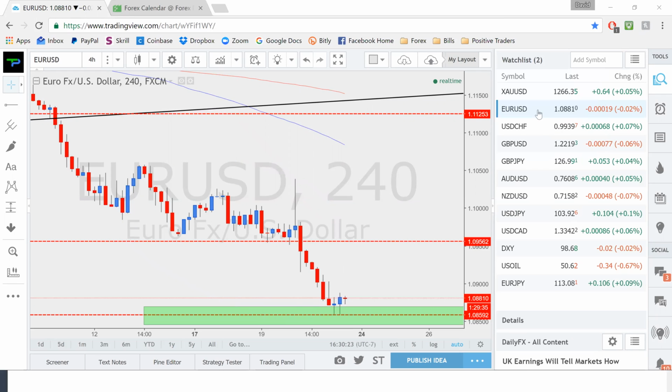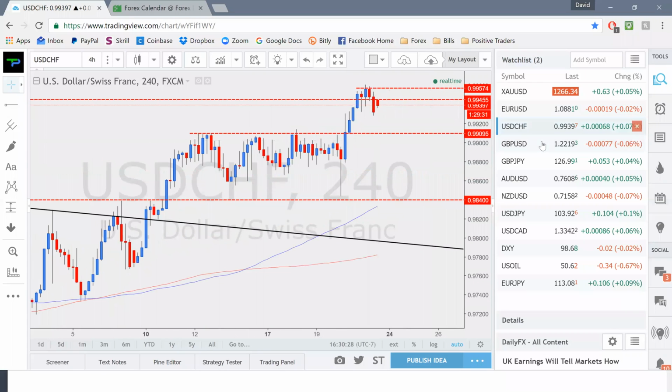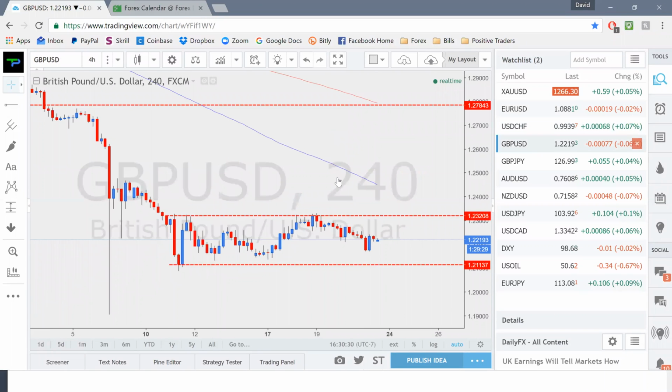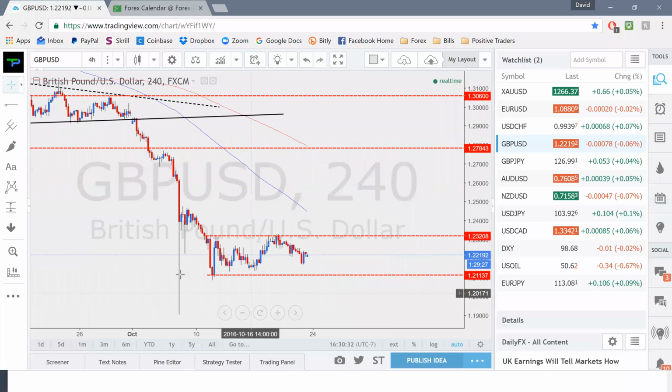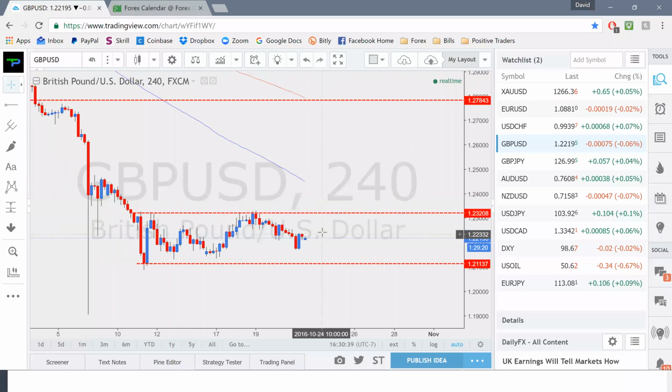So USD/CHF, we just went over that. Pound dollar. Geez, guys, this has really been a nightmare. Not a nightmare for us, we haven't been taking any trades on this, just a nightmare for the pound in general. It's not a good day for the pound.